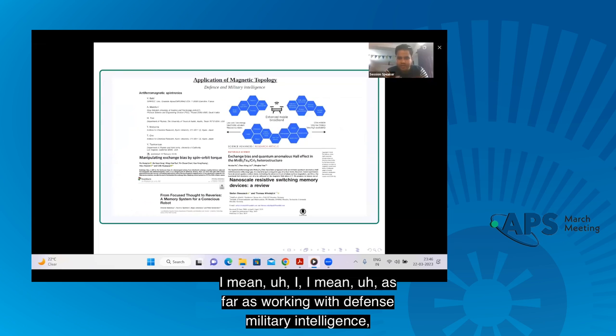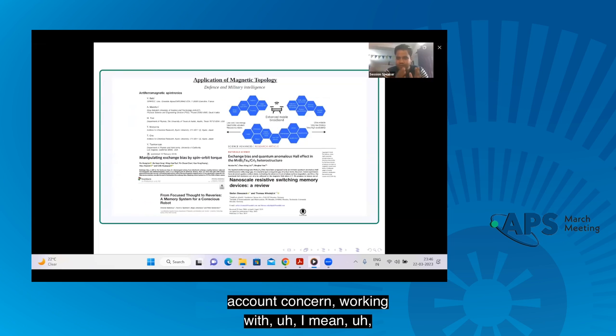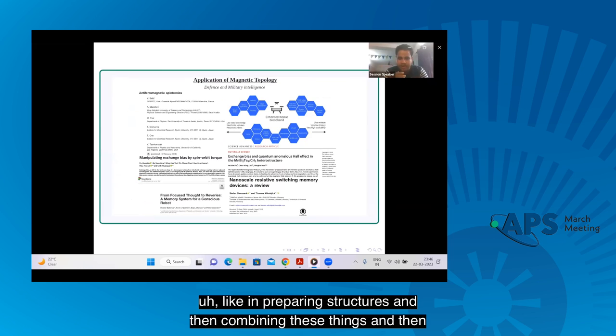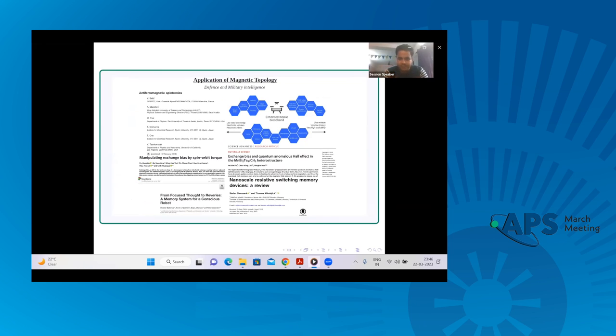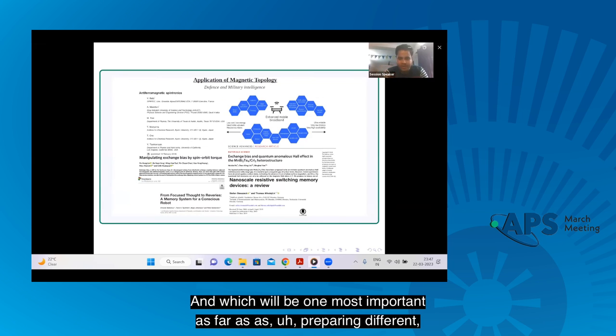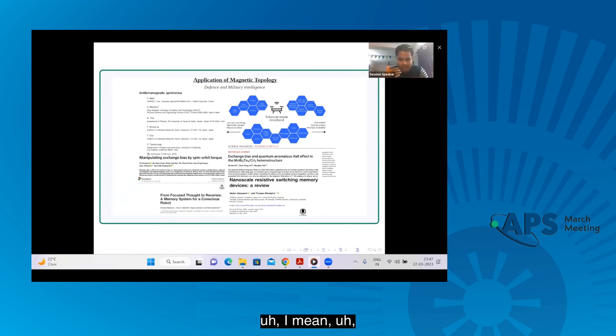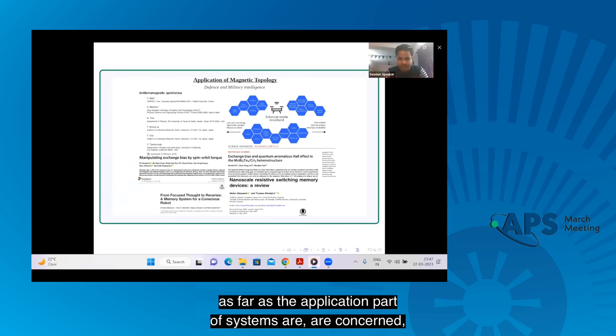I mean, as far as working with defense and military intelligence are concerned, working with preparing heterostructures, and then combining these things, and then finding out meaningful results from here, which will be of utmost importance as far as the application part of magnetic topological systems are concerned.